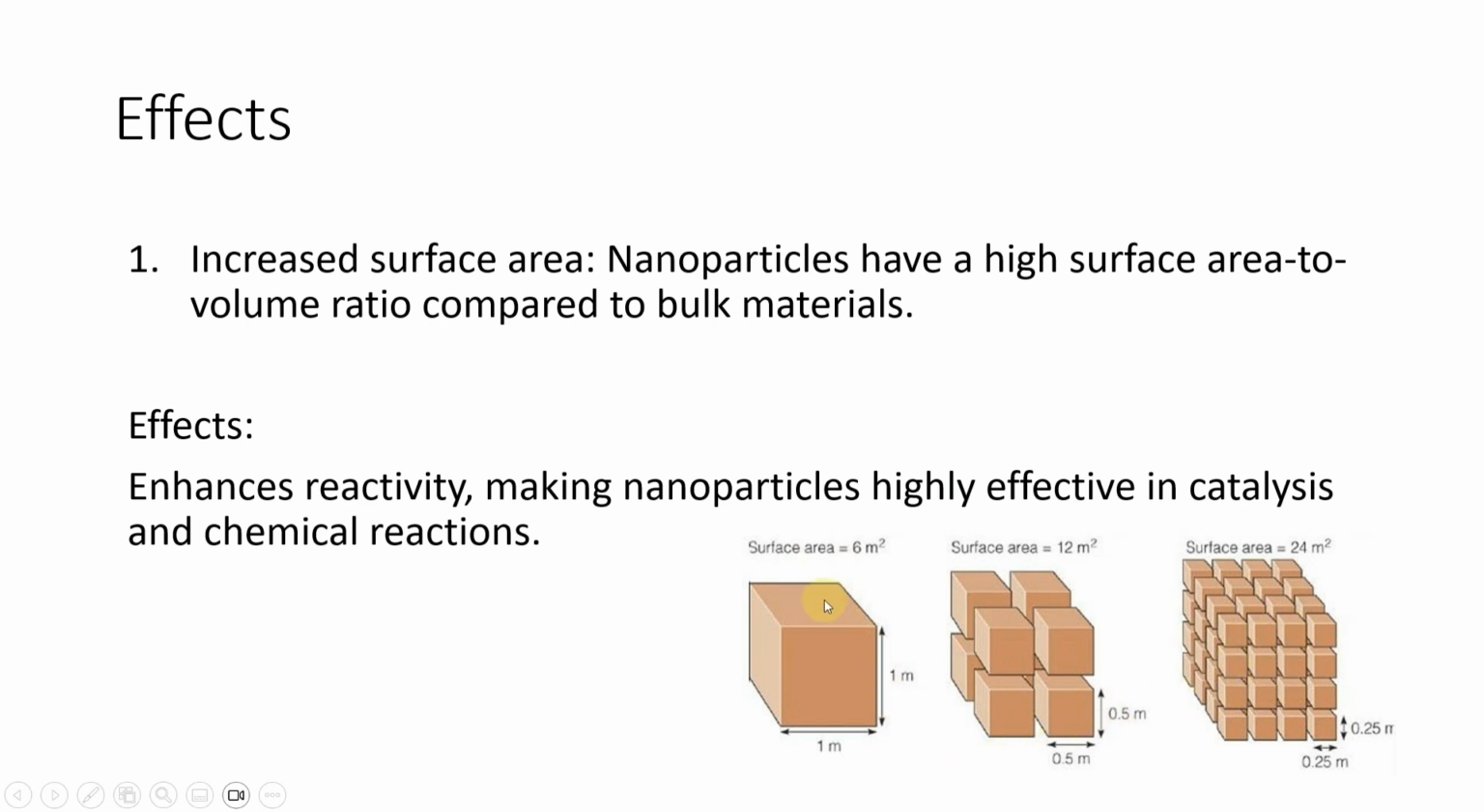As you can see here, in this case the surface area was 6 meter square, and when we have broken down this piece into 8 different pieces, then the surface area has increased from 6 to 12 meters square. And similarly, when these blocks are further broken down, the surface area has further increased to 24 meters square. So when a bulk material is converted into a nano-sized material, there will be a big increase in the surface area to volume ratio.